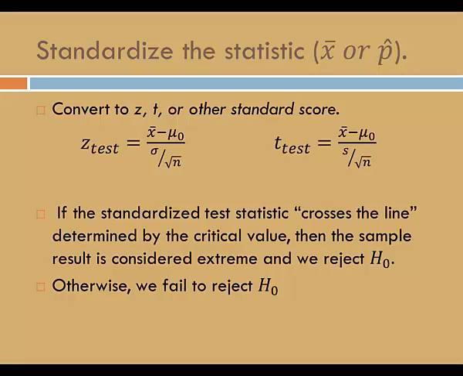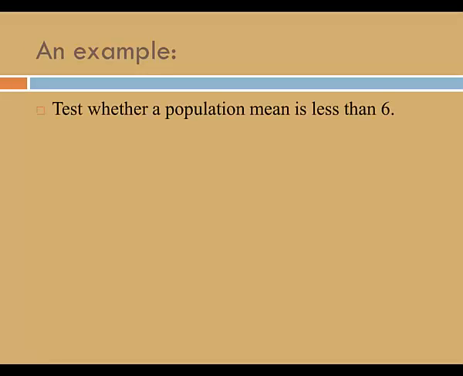If the standardized test statistic crosses the line that is determined by the critical value, then the sample result is considered extreme and we reject the null hypothesis, H0. Otherwise, we fail to reject H0. Let's look at an example.